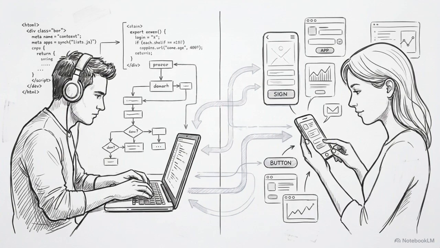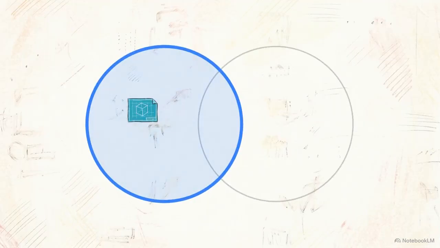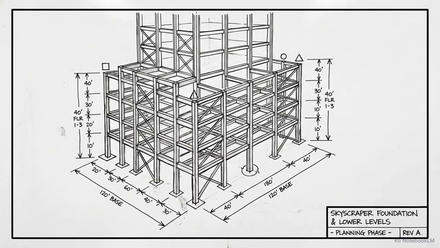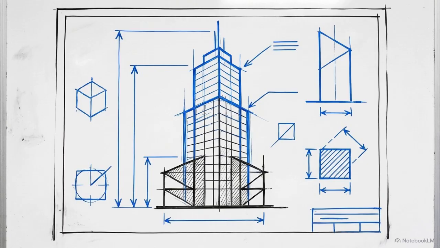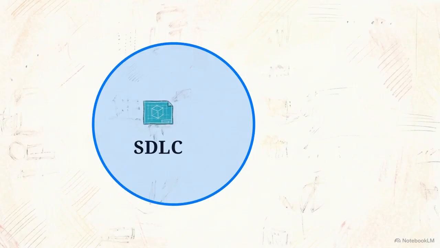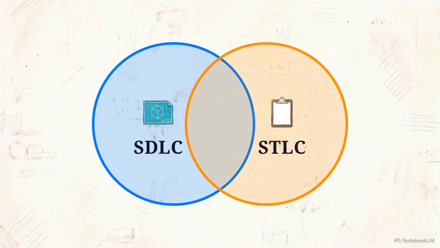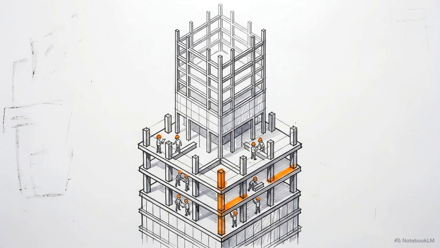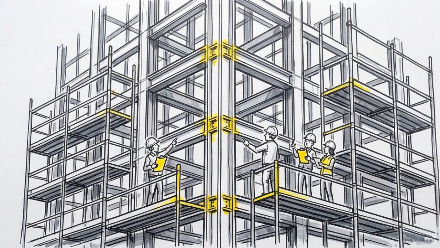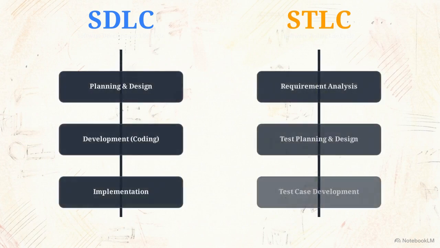To see how this works in practice, let's look at the two main cycles of making software. The first is the Software Development Lifecycle, or SDLC. Think of the SDLC like constructing a skyscraper. It is the chronological blueprint the developers follow to build the product from the ground up. The second cycle is the Software Testing Lifecycle, or STLC. If the SDLC is the construction crew, the STLC is the team of safety inspectors evaluating every floor as the skyscraper goes up. This flowchart compares development on the left with testing on the right.